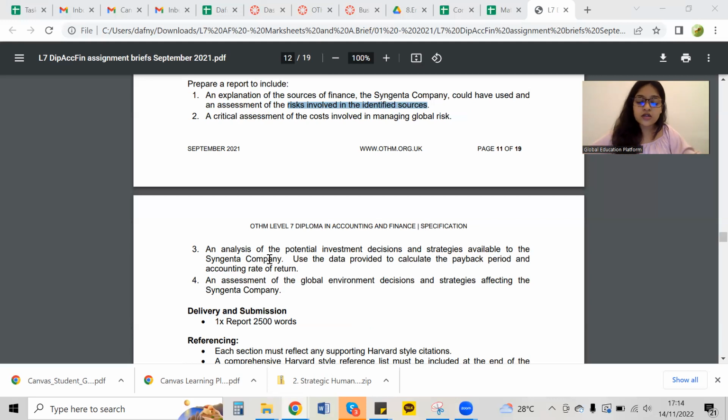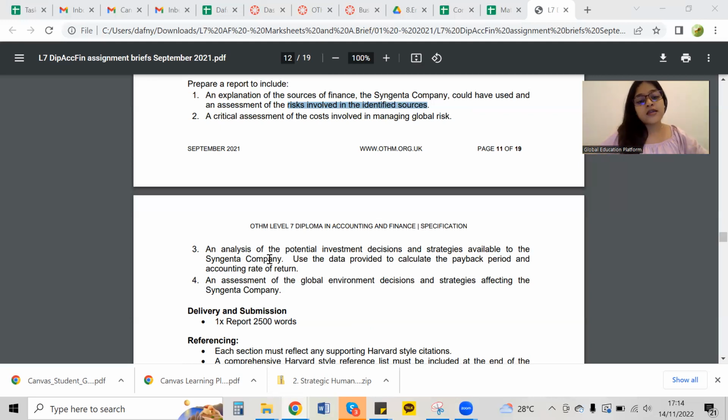So you show theoretical knowledge there, and then you talk about the global environment decisions and strategies, which could be more adaptable to the organization. Any consequences you identify, you address that, and then also explain them. Right? So these are the four sections. So there should be basically four main headings, and then you should have the relevant subheadings below that.